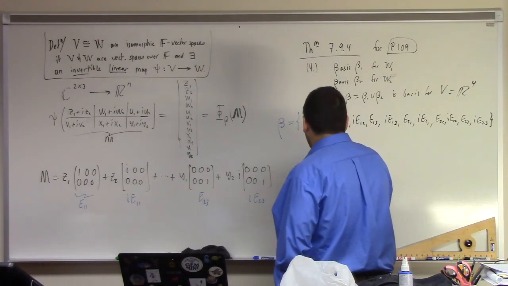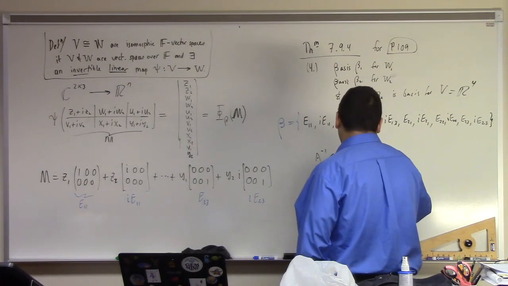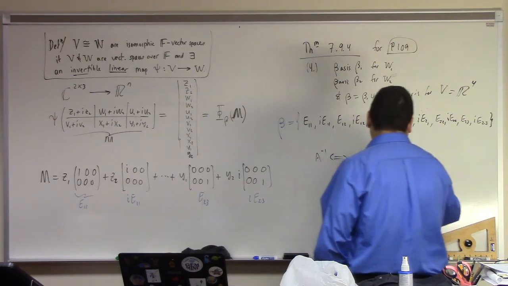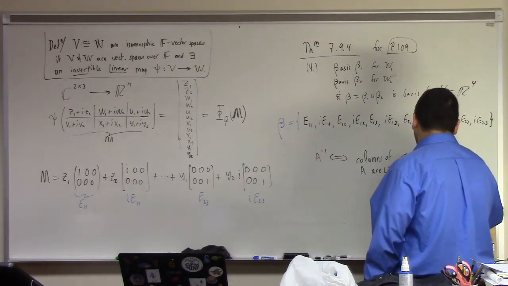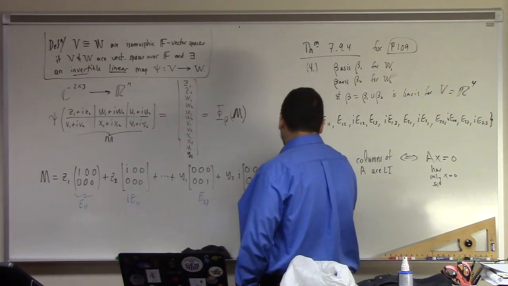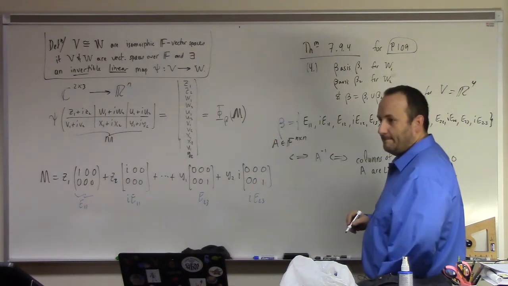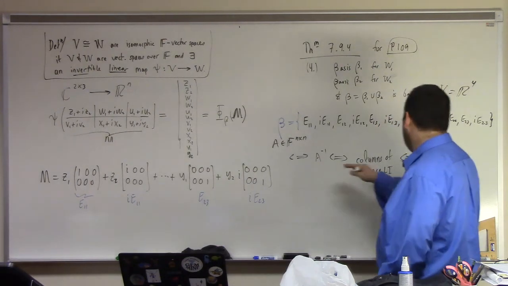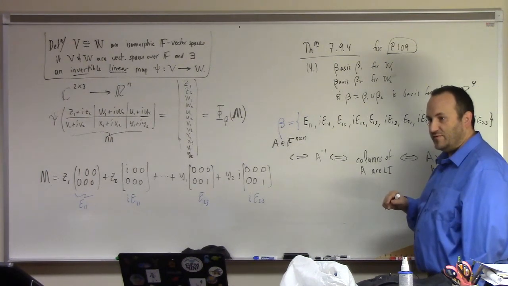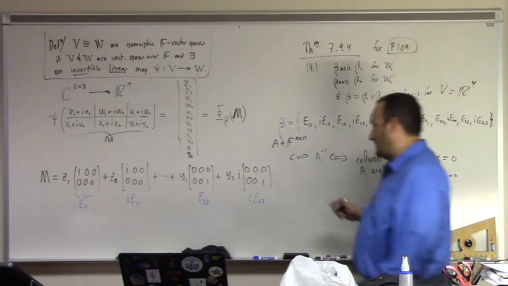How about this? A is invertible if and only if the columns of A are linearly independent, if and only if AX equals 0 has only the x equals 0 solution. This is for A in F^(n by n). These are equivalent conditions for an invertible matrix. What was one of the conditions which is easiest to check? Determinant, right?